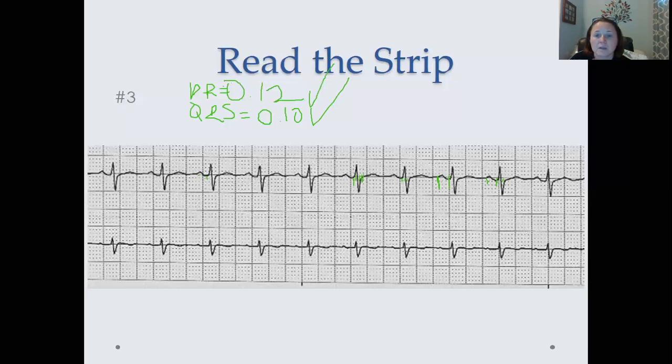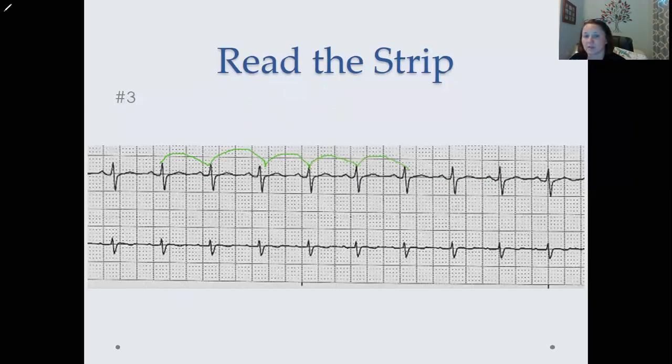Okay. Normally, I have these projected on the big screen. It's a lot easier to see. So let me clear those drawings. So the answer to that question was yes. Next up, is it regular? Does it march out using calipers or the paper method? It does march out, so that is regular.